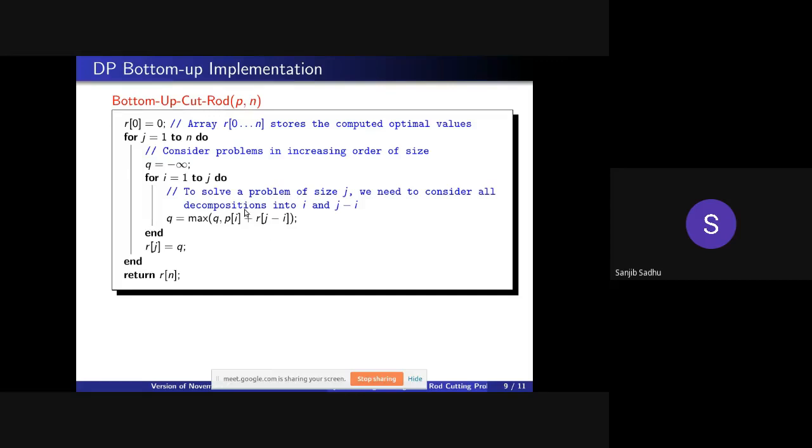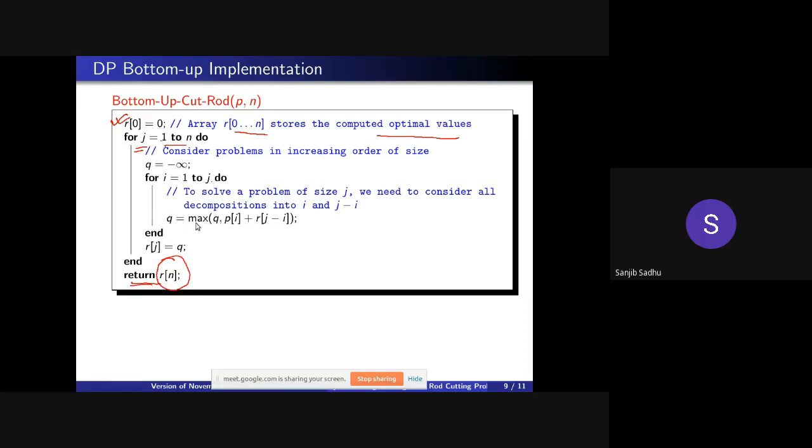For example, here check it. R0 is 0. Now you are computing for j equal to 1 to n. The array R0 to n stores the computed optimal values, R0, R1, and the final value Rn, so you will return Rn. Now for j equal to 1 to n, you see what happens. i equal to 1 to j, so j is 1.